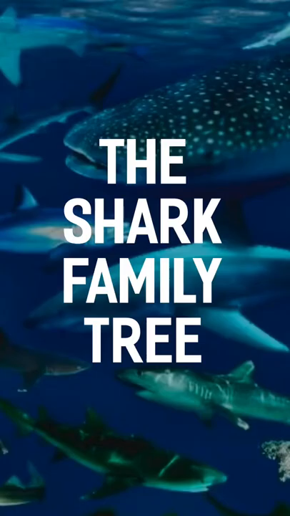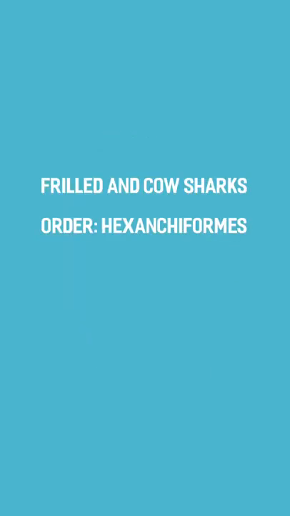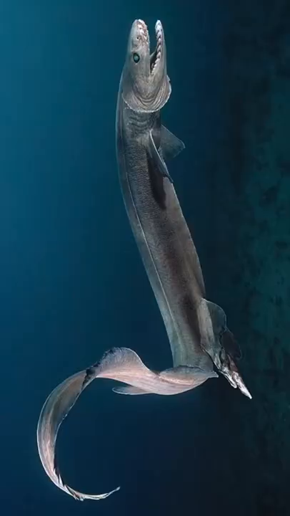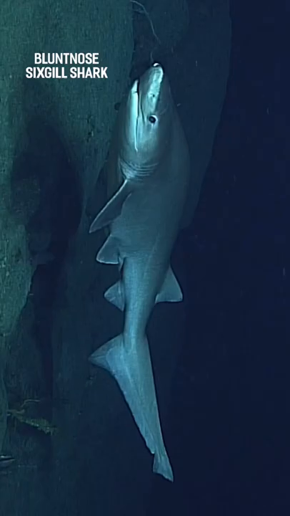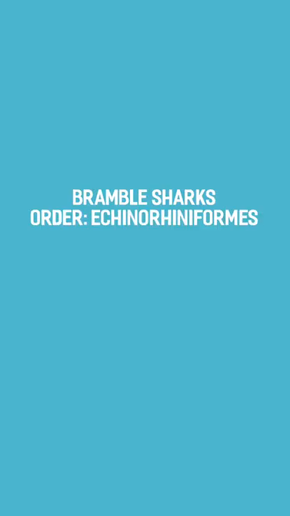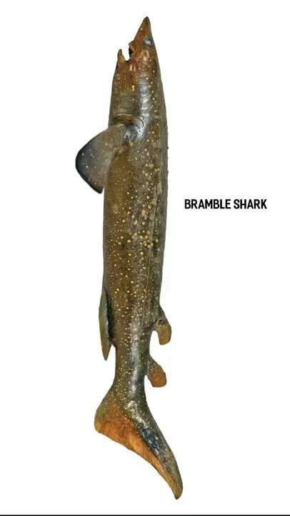So here is a rundown of the family tree of sharks. The first group is the frilled and cow sharks. Within this, we have the frilled sharks, like this little guy, and the cow sharks, such as the six-gill shark. The next group is the bramble sharks. Within this, we have the bramble shark and the prickly shark.